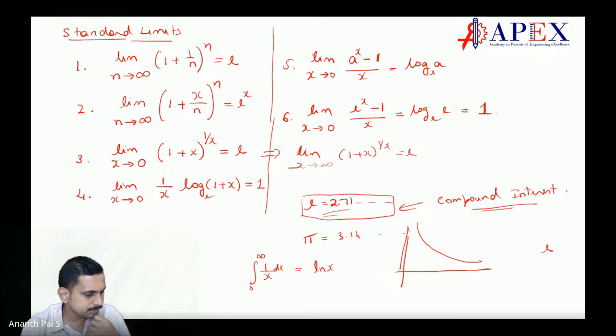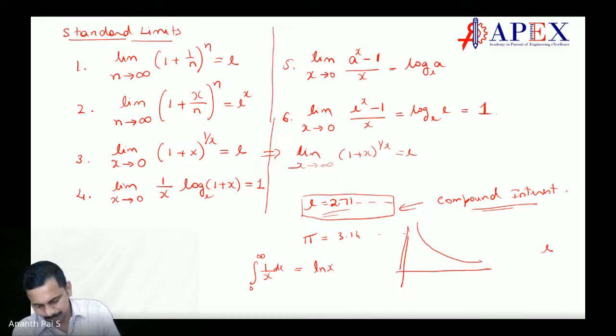Even the other one, where is it? 1 by x. Yes, it can be 1 by x also. So it is applicable for infinity also. So that question is for the first formula.